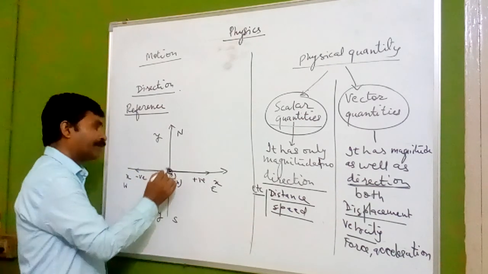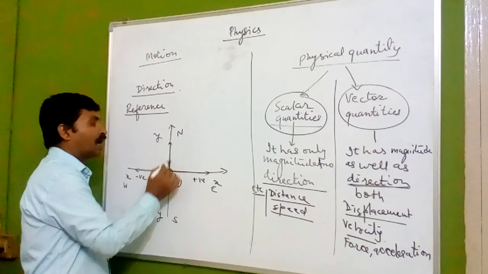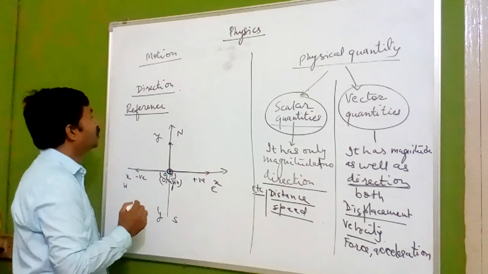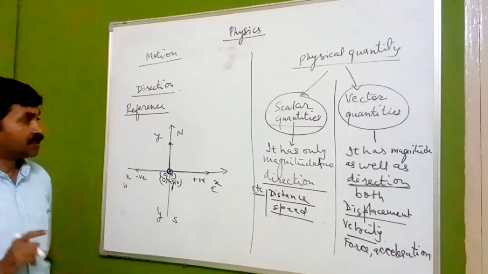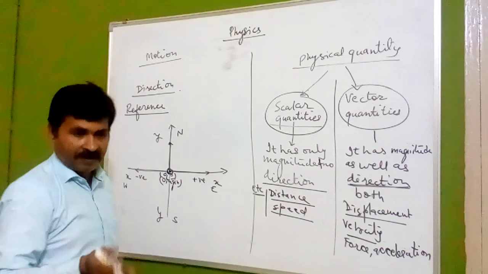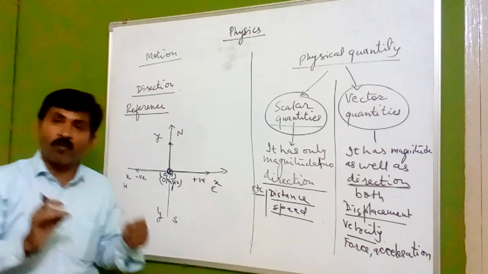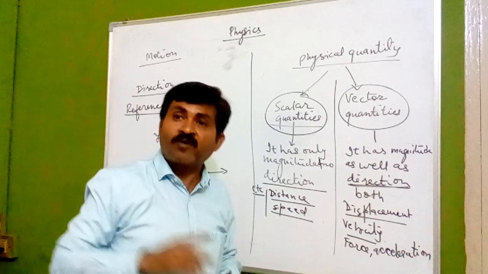Similarly, if we are moving in this direction from this point, it is a reference for this. I am moving in this direction, say. Okay. So here the reference point is very important. The reference point may be anything. If we are moving from home towards school, our house is the reference point. We are going to the school.